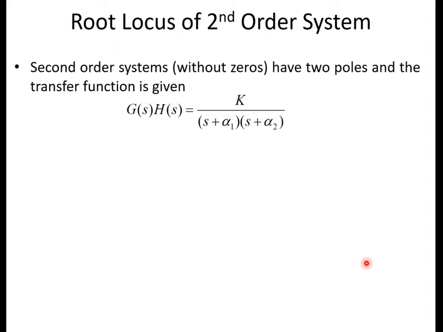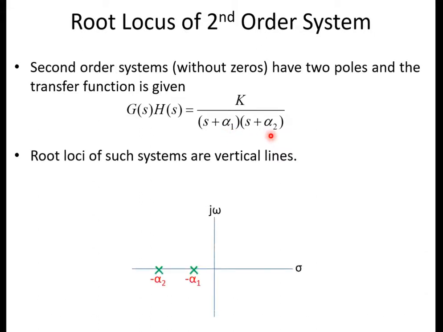Okay, and root locus of second order systems now. The second order system without zero means there is no S term in the numerator, but it has 2 poles, that is why it is second order: S to the power 1 into S to the power 1. When you expand, you will get a square. The 2 poles are located at minus alpha 1 and minus alpha 2.